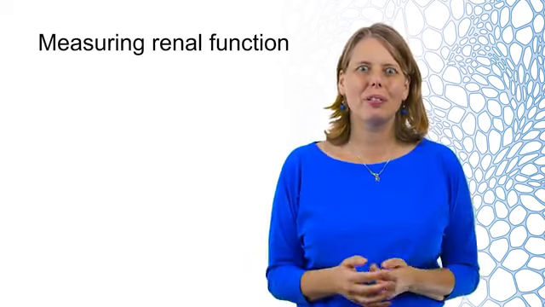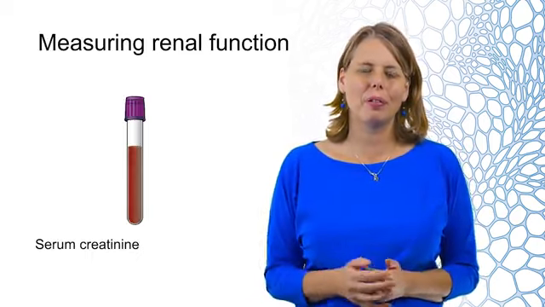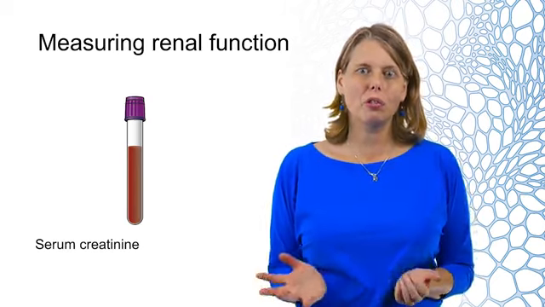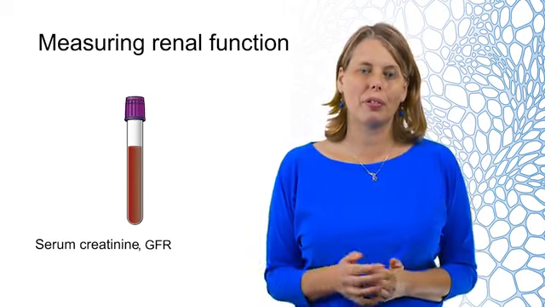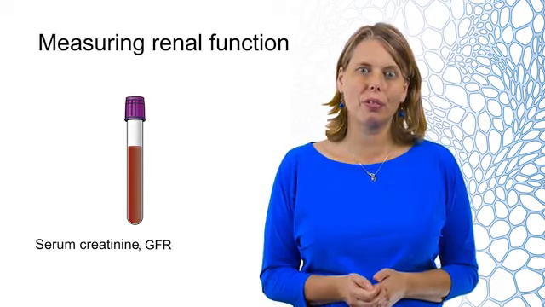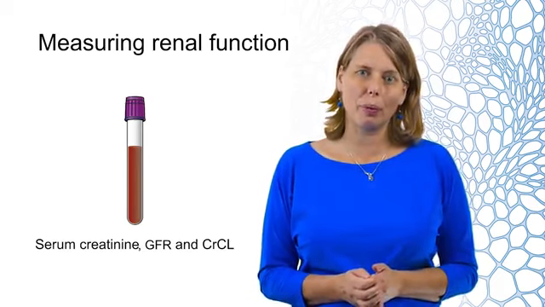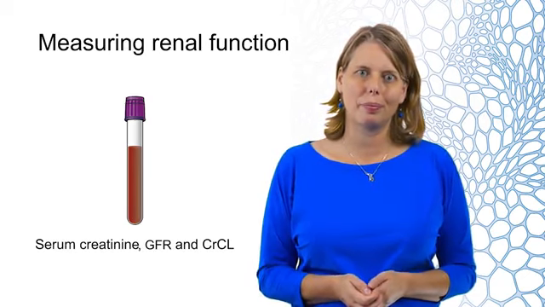So how can we measure renal function and investigate renal disease? The serum level of creatinine, which is an endogenous marker in the body, is most commonly used as an index of kidney function. Glomerular filtration rate, or GFR, describes the flow rate of filtered fluid through the kidney. Clearance is the volume of blood plasma which is cleared of creatinine per unit time.